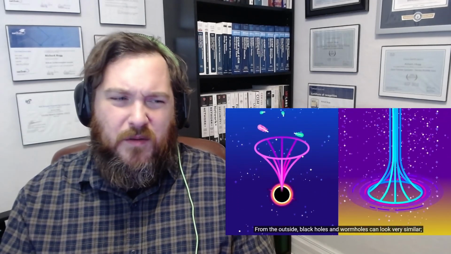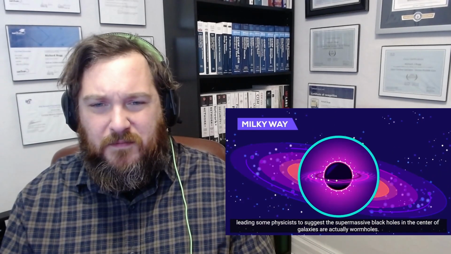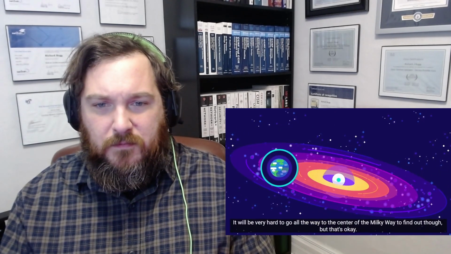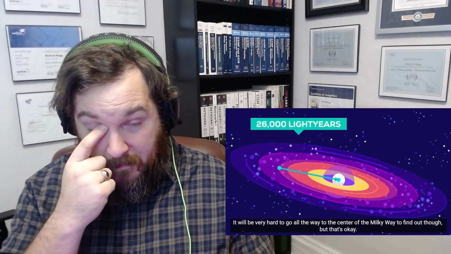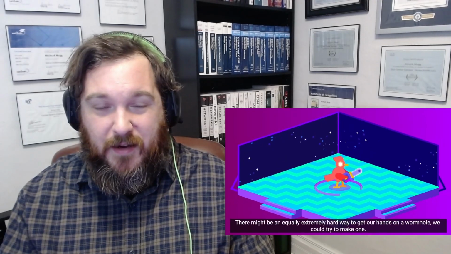You'd think we would have observed one by now, though. Black holes and wormholes can look very similar. Yeah, we could be mistaking them for black holes. The supermassive black holes in the center of galaxies are actually wormholes. It will be very hard to go all the way to the center of the Milky Way to find out, though, but that's okay. 26,000 light years.